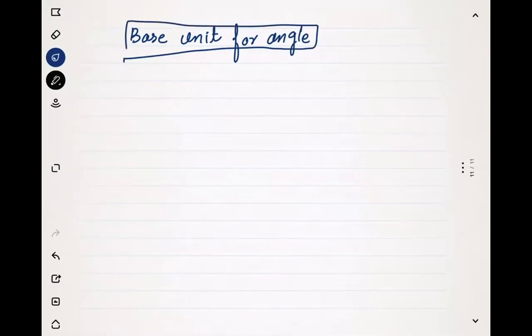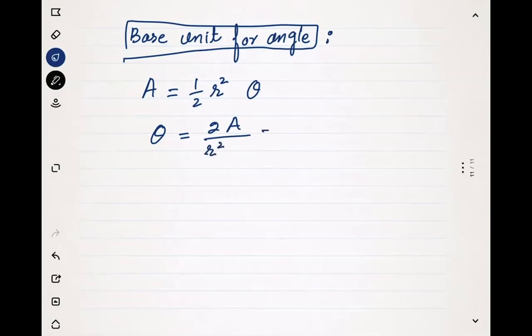So the base unit for angle would be, as you see, area is equal to 1 over 2 r square theta. Now, if we make theta the subject of the formula, theta is equal to 2 times area over r square. 2 has no unit, area has unit of meter square, and r has a unit of meter. This gives that angle has no base unit. And if something has no base unit, it is called dimensionless.